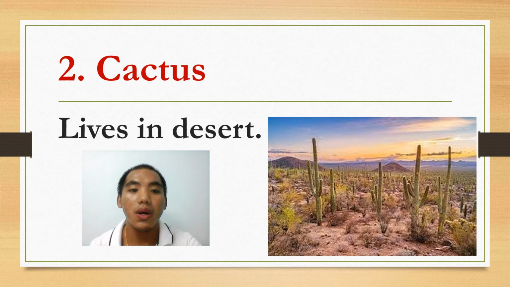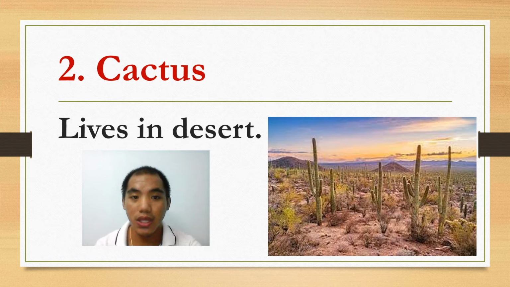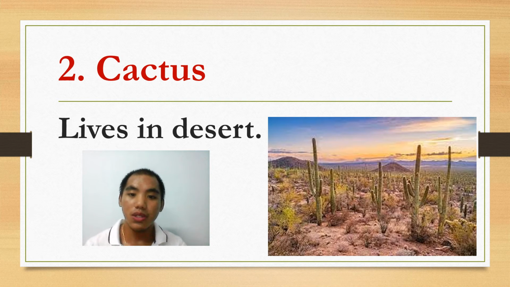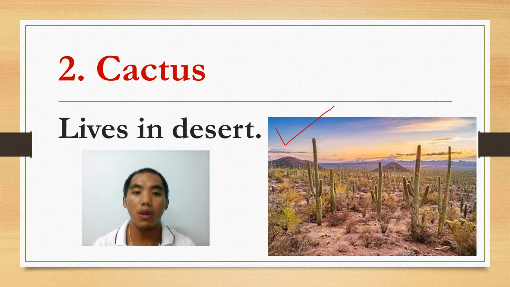Number two is cactus. Where does a cactus live? A cactus lives in the desert. This is an example of a desert. It's a barren land where there is no water or trees at all, only cactus and other plants. Only a few plants can live in a desert, and one of those is the cactus.